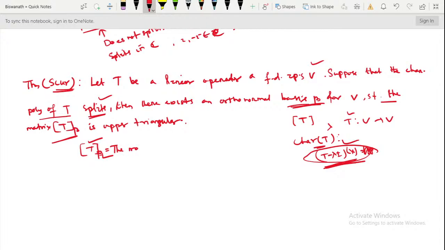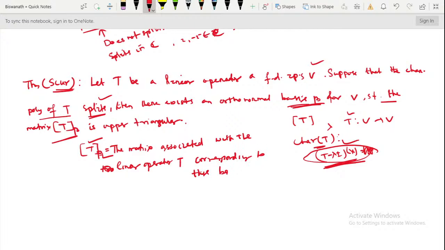The matrix T_beta is the matrix associated with the linear operator T, corresponding to this basis beta. This is the T_beta, and this T_beta is upper triangular.